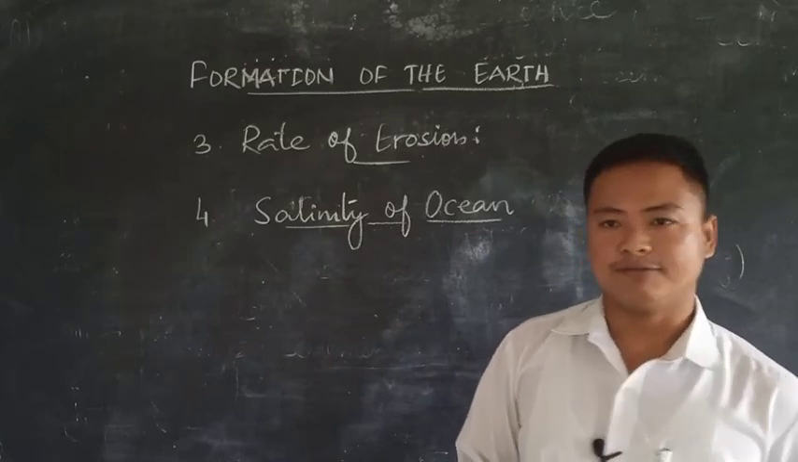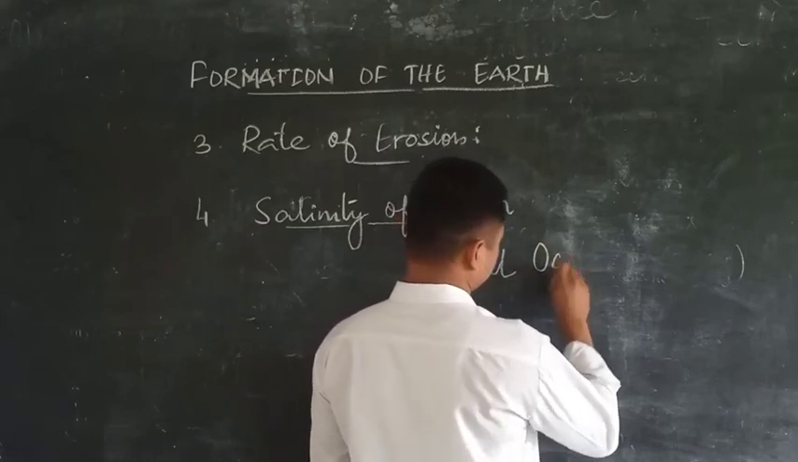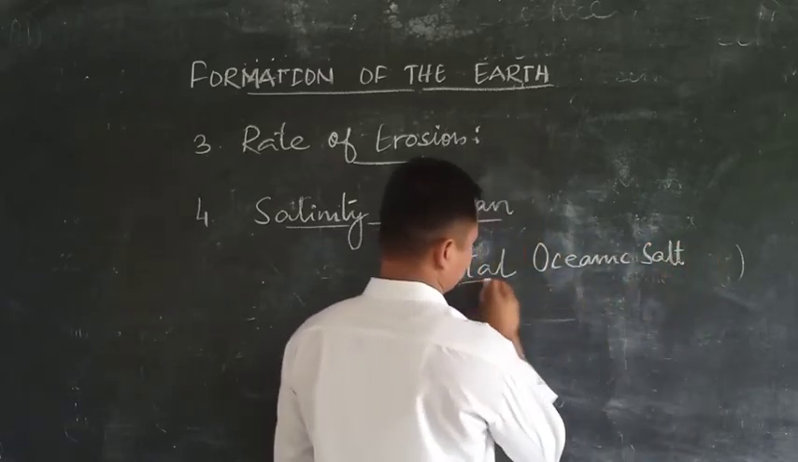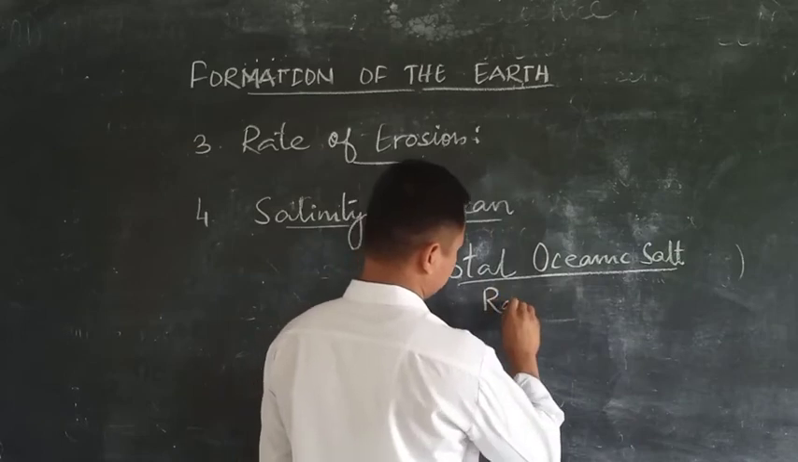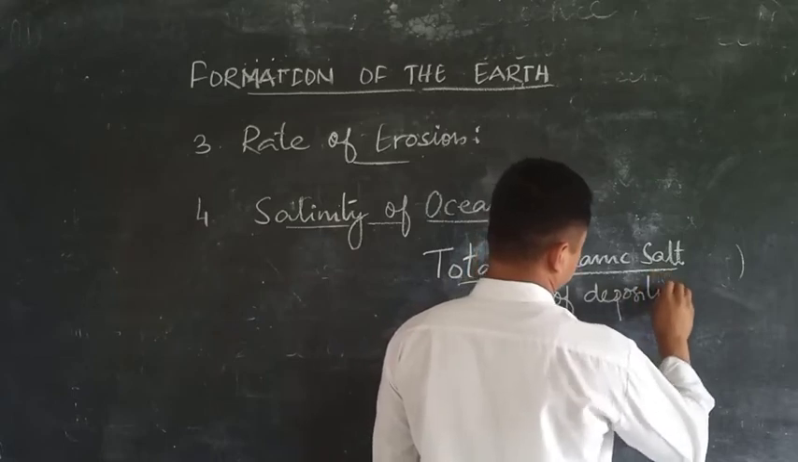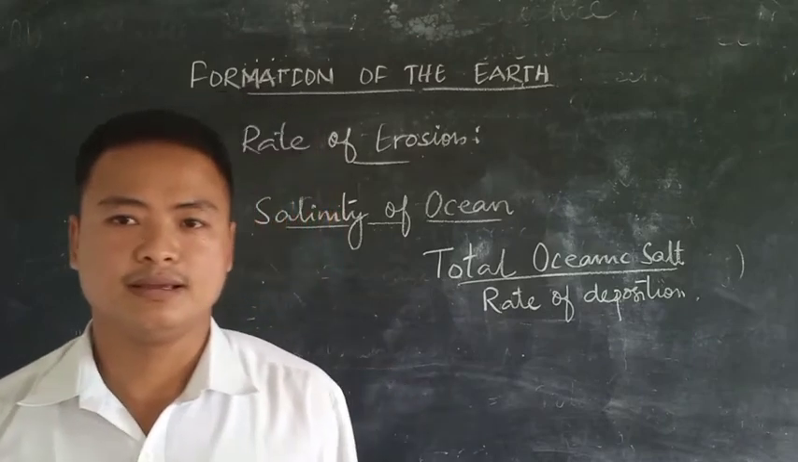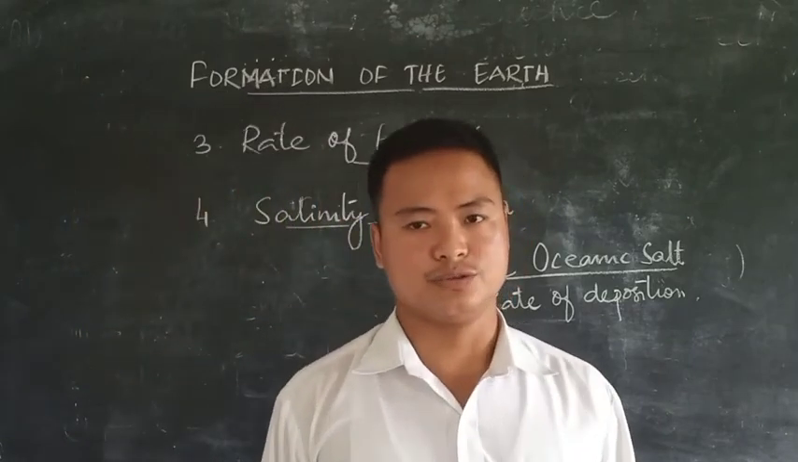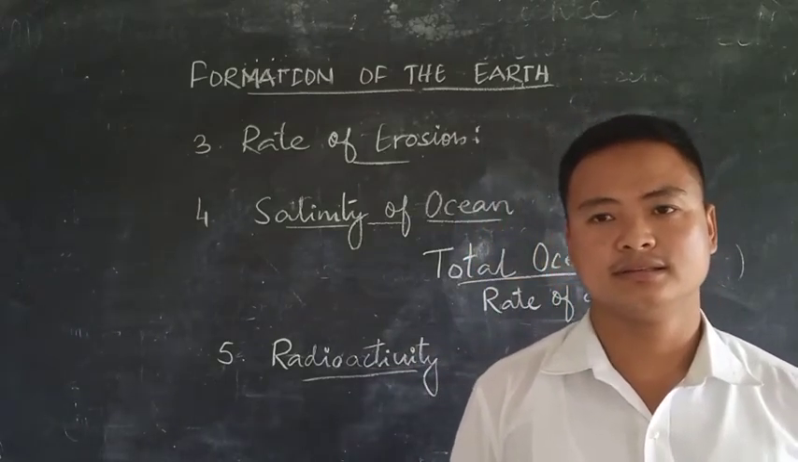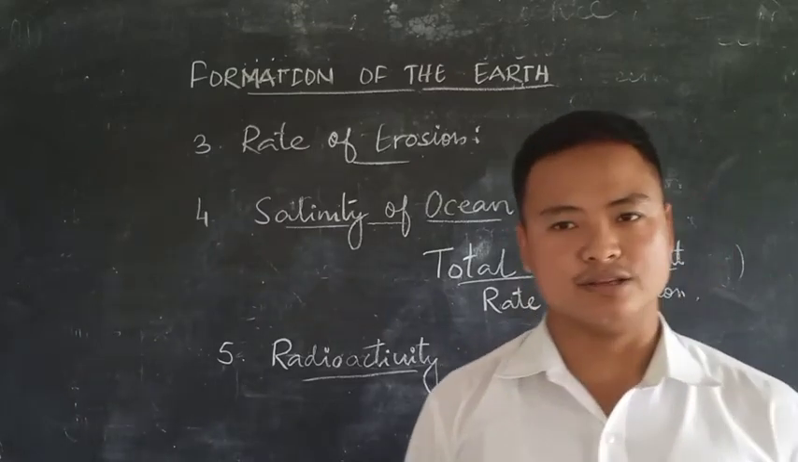So until now, if we find the total deposits of sediments which make up the total oceanic salt, and divide by the rate of deposition, then the age of the earth can be known with the help of the factor of salinity of the ocean. The last factor, radioactivity, is considered to be one of the most modern theories that discuss the age of the earth.